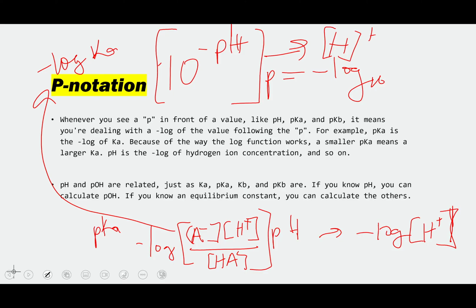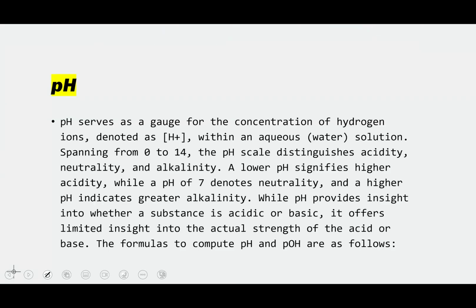So bringing the 10 to the power of the negative value would generally be the same thing as an anti-log. So I showed you how to do the negative log of something, and how to reverse that P notation to get back your original value. So let's have a look at this now.